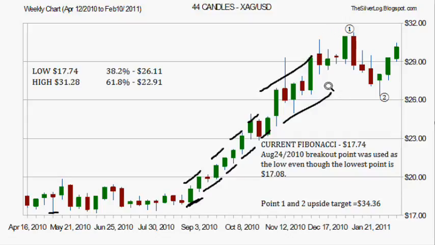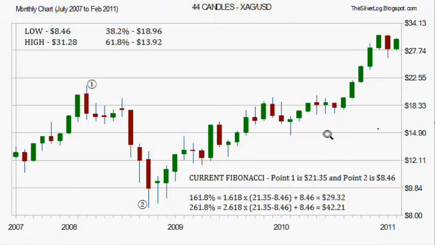Now, as far as point 1 and point 2 upside target, if we take a look at within this chart here, this has mainly been range bound over the last few weeks, or well, the last 7 candles, that is. And the number 1 point is the high of 31.28, and the number 2 point is the level of 26.30. And when you take this and make a 161.8% Fibonacci level, that gives us a price objective upwards to $34.36. And I'll talk more about that on this particular candle.